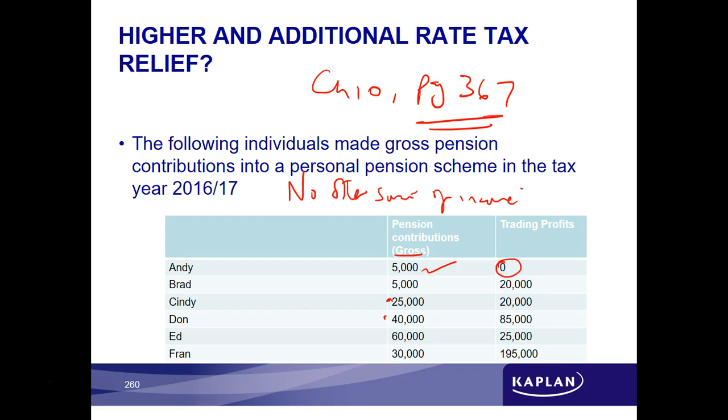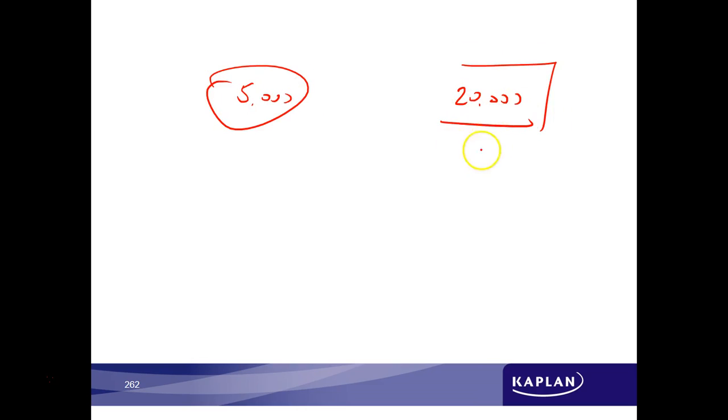Let's then look at Brad. Brad has trading profits of 20,000, and he's made pension contributions of 5,000. So let's just go to the next stage here. Well, he does have trading profits of 20,000, so he can invest or send all 20 grand. He's only sent 5, no problem.